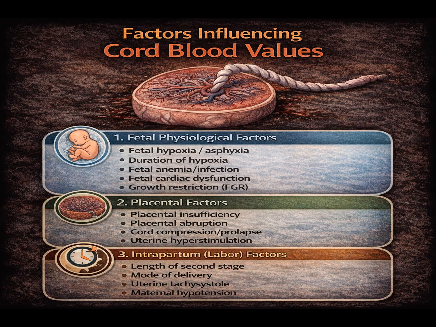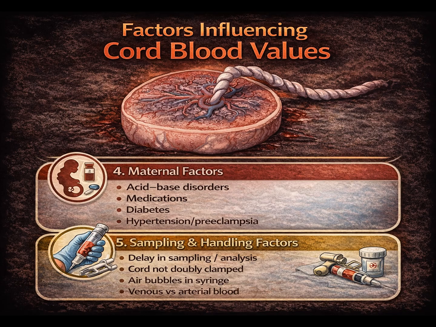Intrapartum or labor factors like length of the second stage, mode of the delivery, uterine tachysystole, and maternal hypotension. Maternal factors like acid-base disorder, medication, diabetes, hypertension, and preeclampsia might also affect the fetal cord value. Sampling and handling factors like delay in sampling analysis, cord not double clamped, or air bubble in the syringe, and venous versus arterial blood.